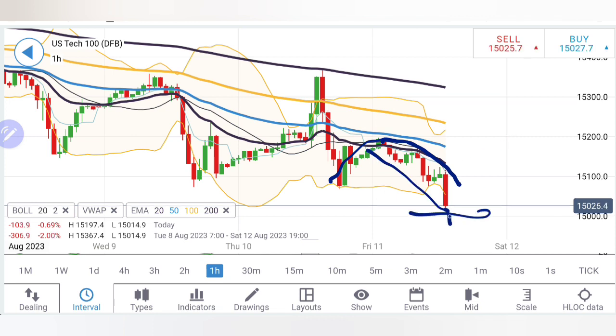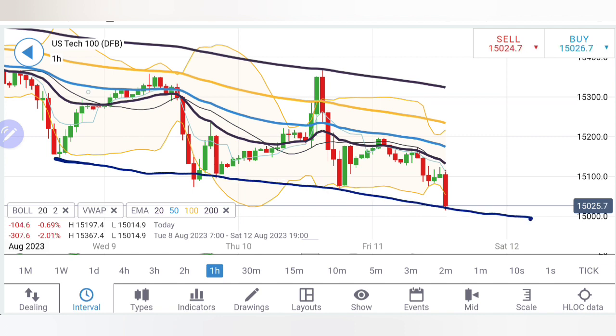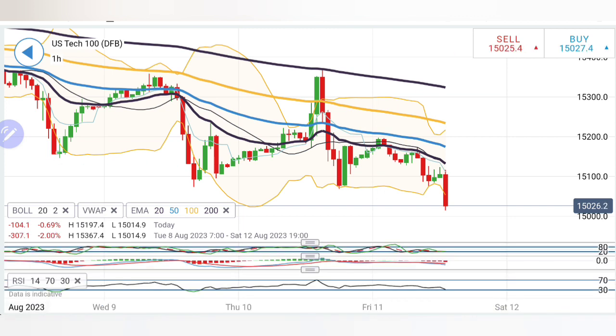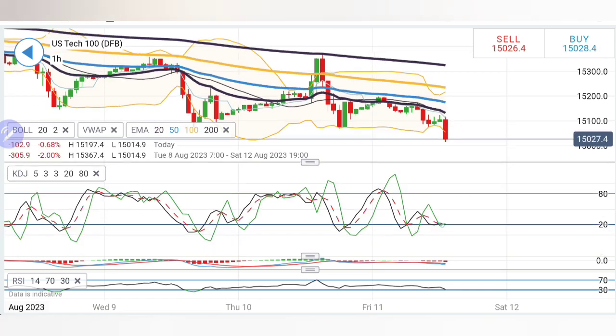15,000 is a very good support. It is not only a psychological support but also the level which the derivative traders are watching for. Now if you connect the dots here, you will find it is trading in this channel. Lower lows are getting created with every drop, and now it appears 15,000 could be one of the lower levels here. Below 15,000 we are looking at 14,970, 14,940 and 14,900 levels.